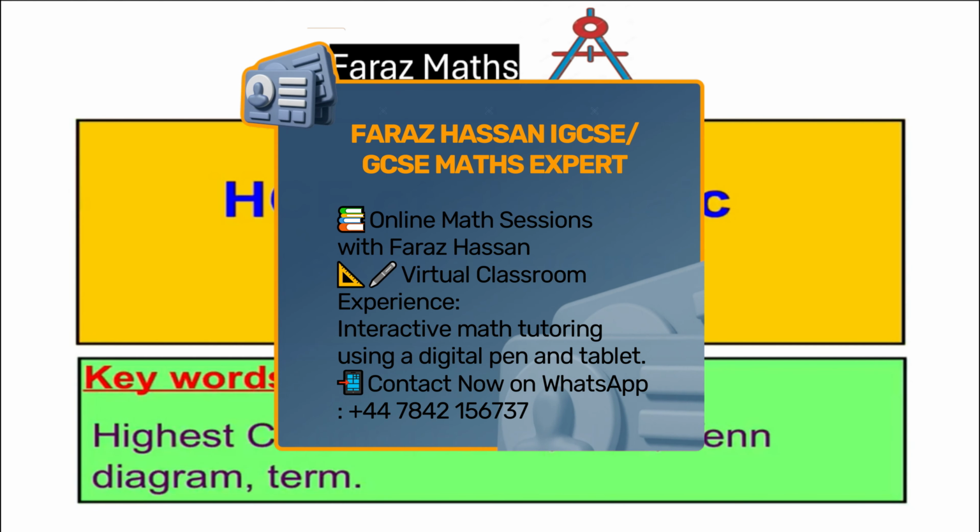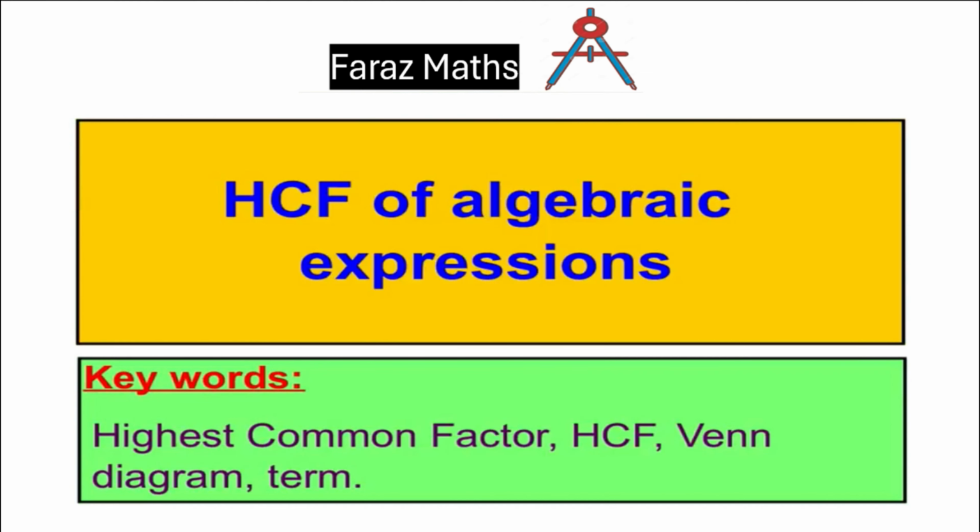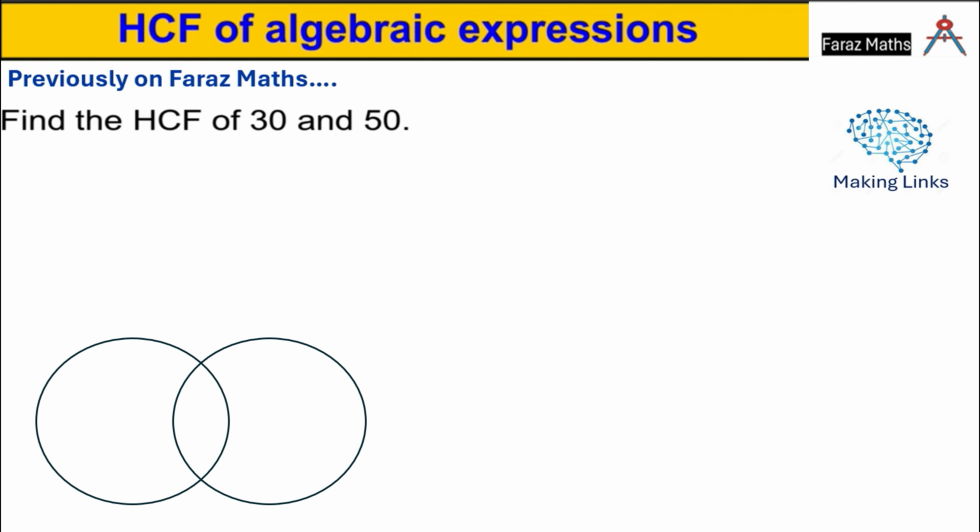It's Mr. Faraz Hassan here, and in this video we are learning HCF of algebraic expressions. So previously on Faraz Maths we did find the HCF of 30 and 50. You can simply do it by making the factors of 30. The factors of 30 you can find by using the factor tree.